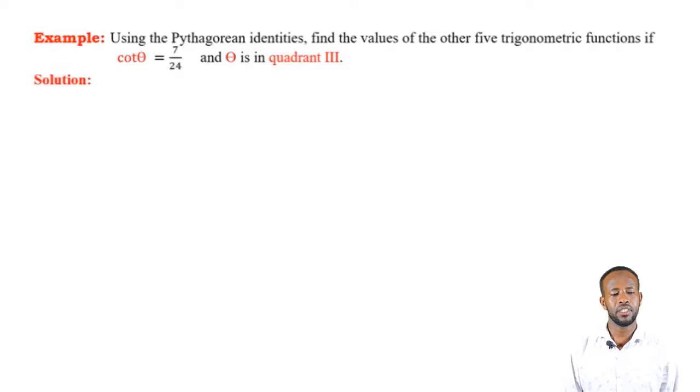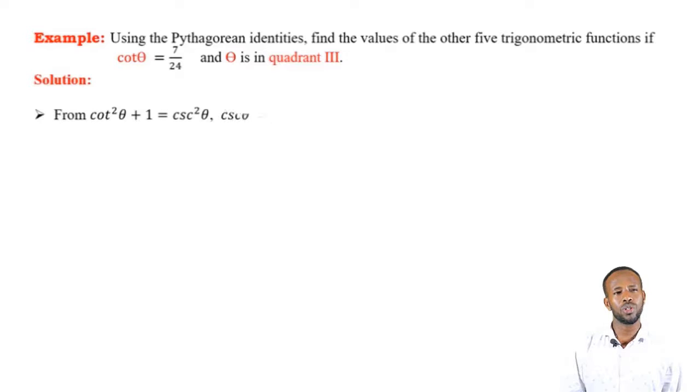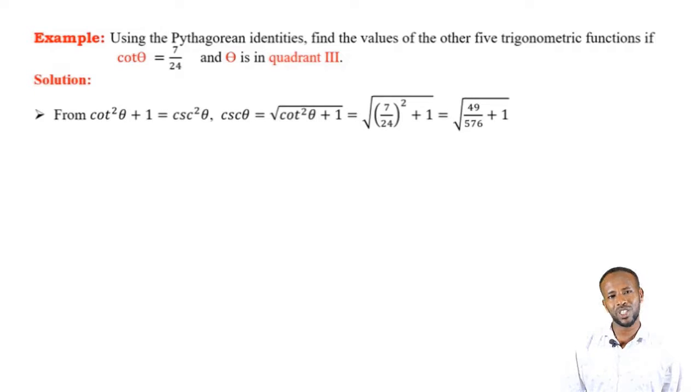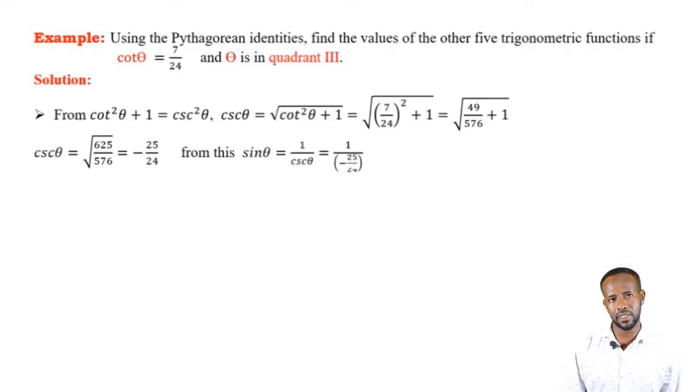Solution. From cot square theta plus 1 is equal to cosecant square theta, the Pythagorean identity, we have that cosecant theta is equal to radical of cot square theta plus 1. What do we have for cot? We have 7 over 24. When we square it, it will become 49 over 576 plus 1. Now, when we add, it will become radical 625 over 576. Both of them are perfect squares, so they can come out. Radical 625 will be 25 and 576 will be 24.